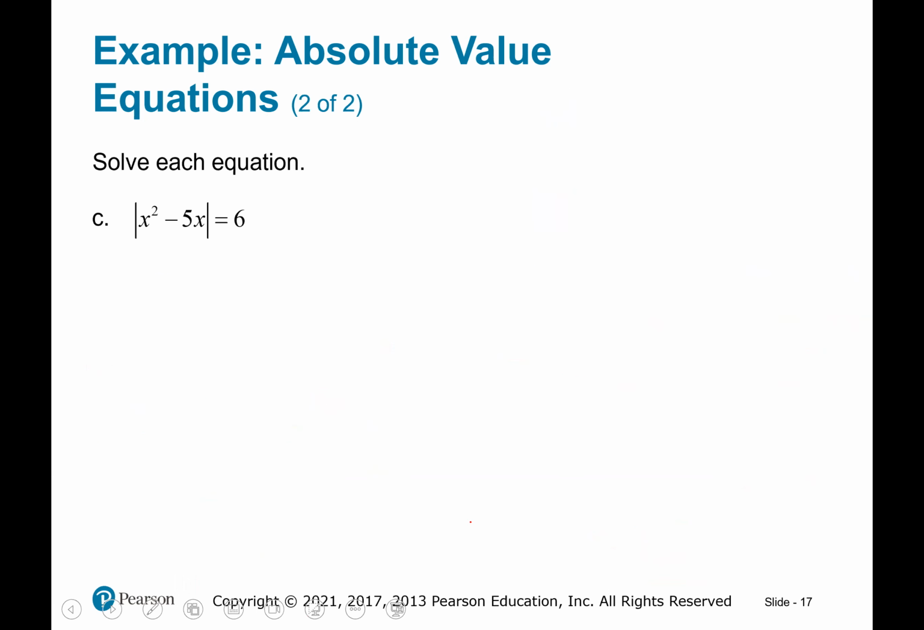Hey, how about this one? What's inside those absolute value bars? A quadratic. But how do I solve this? I take what's inside the absolute value bars, the x squared minus 5x. I set that equal to -6. I set that equal to +6. And you have two quadratics to solve.